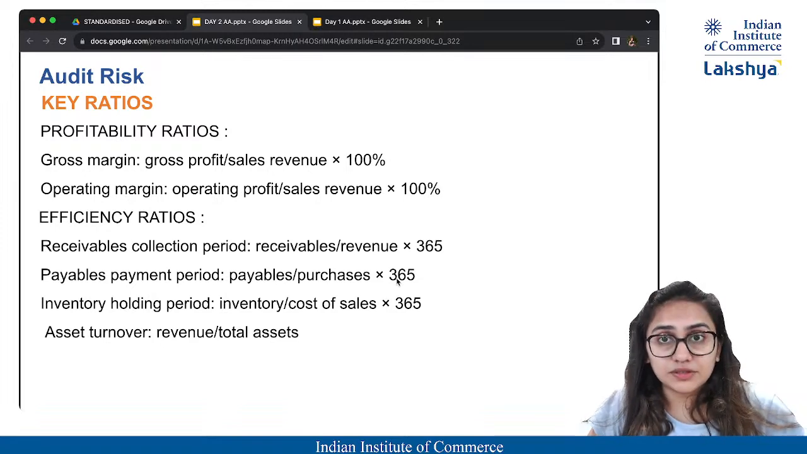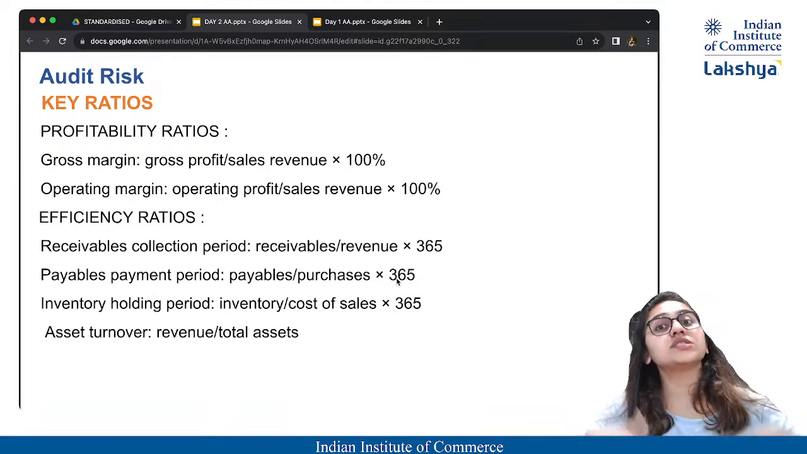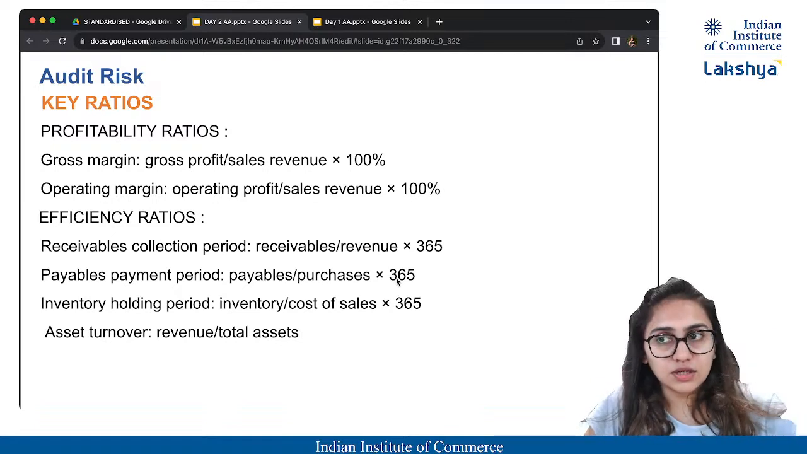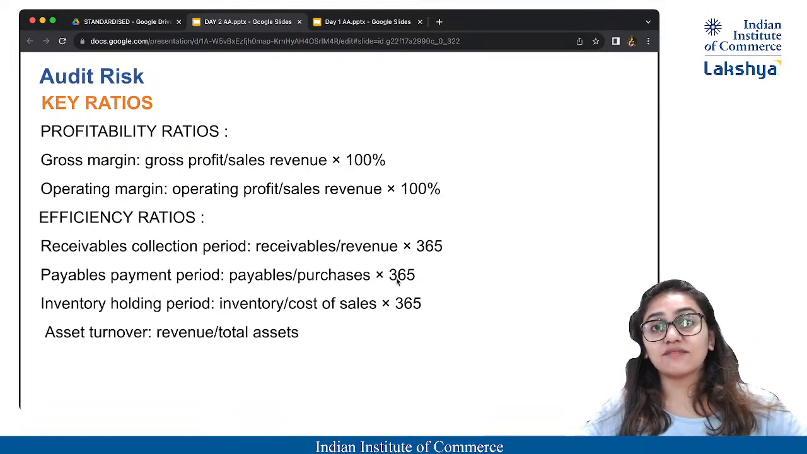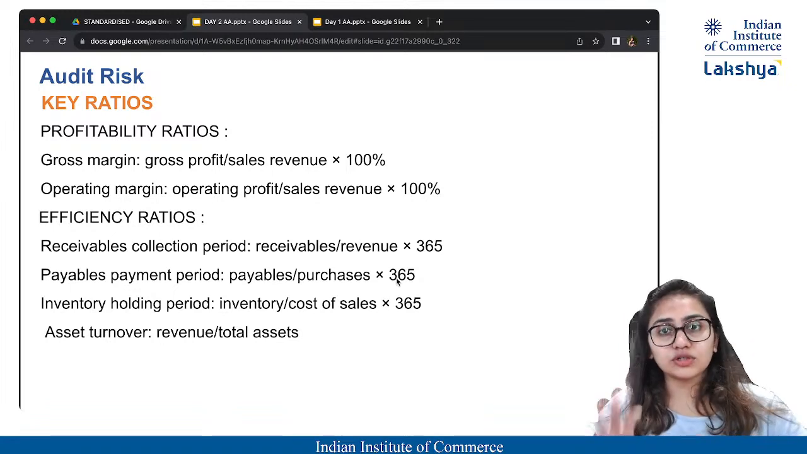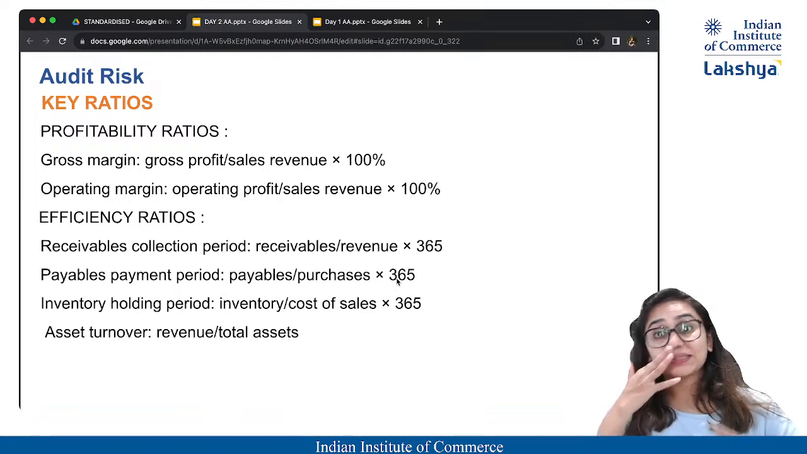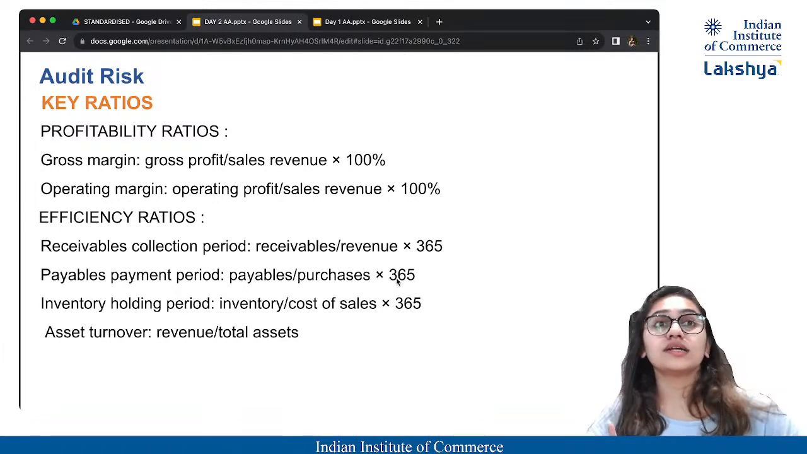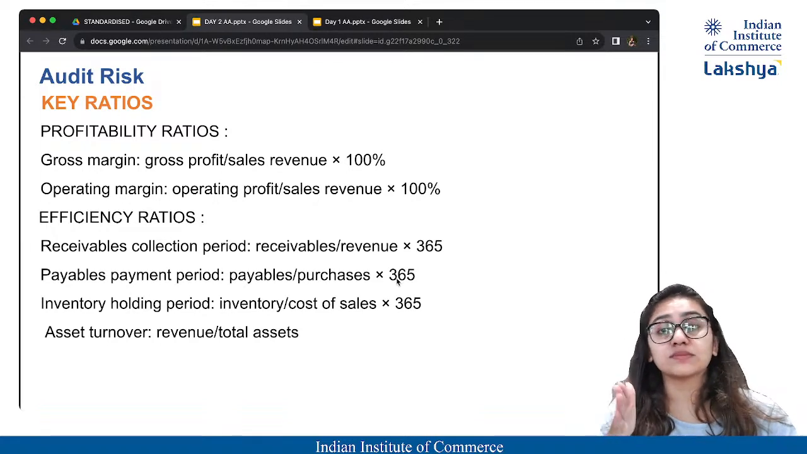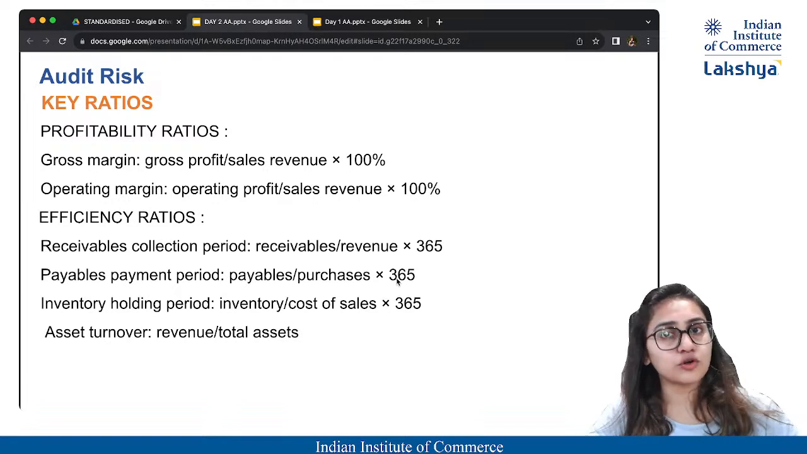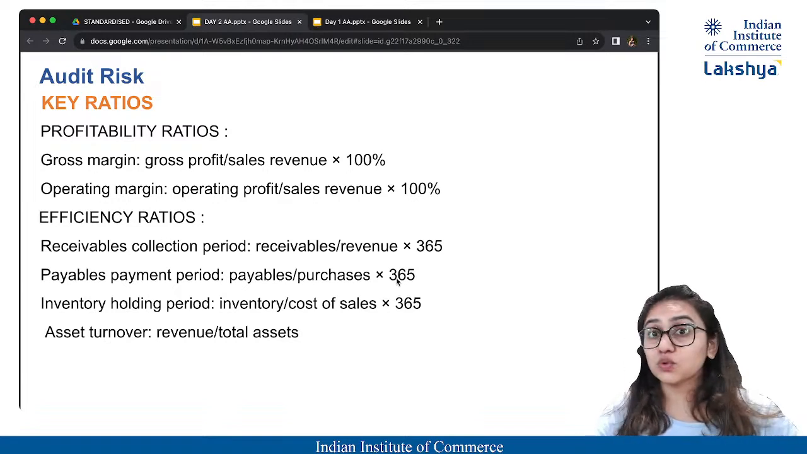Payables payment period is how quickly I'm making the payments to my creditors. The longer the period, the better it is for me, because I have the benefit of time value of money. So every time I will think from the company's point of view only. So for payables, the later it is, the better, but it should not be very late, because if it is very late, that means you're facing some serious cash flow issues. That means you cannot make payment, and that is going to degrade your name.